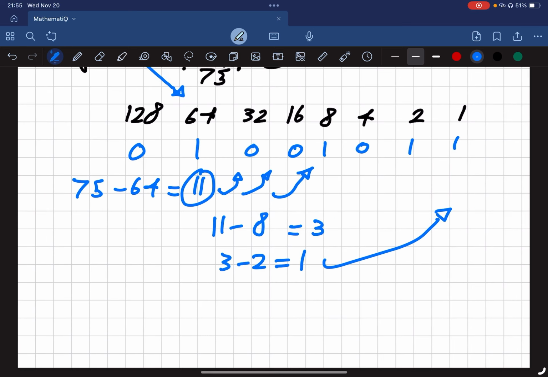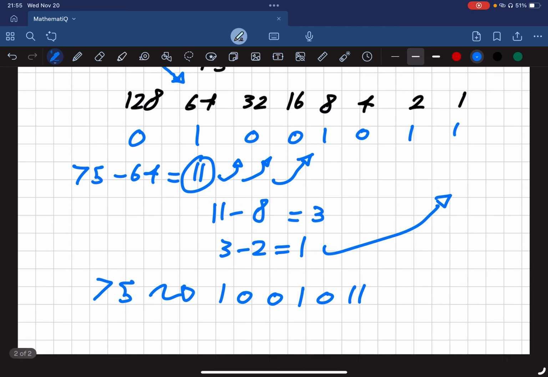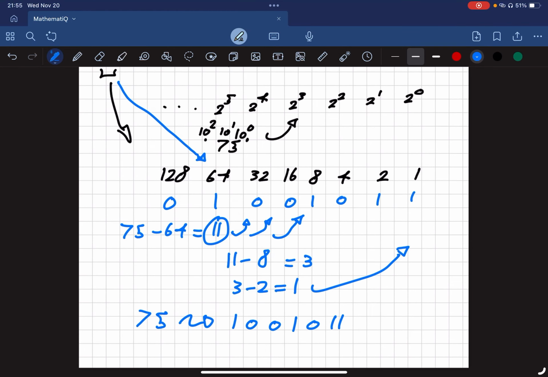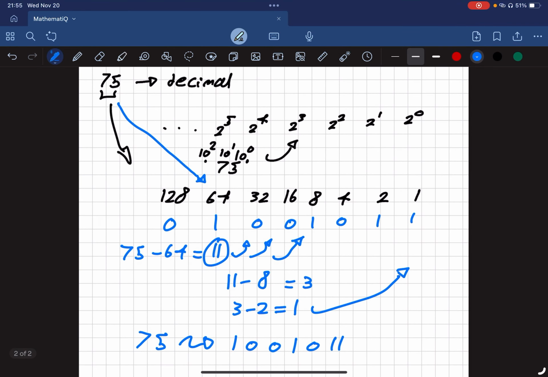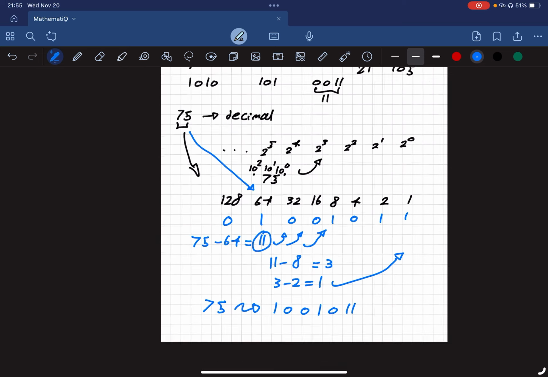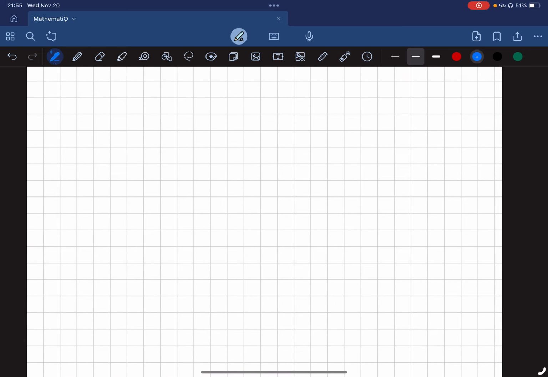Then we see that 75 has been converted to the following in binary: 1, 0, 0, 1, 0, 1, 1. Okay? So this is the first method of converting, where you write out all the numbers in the base 2 number system, and then you work backwards to try to fit the decimal number into the binary number system. We'll do one more example, and then I'll show the next method.